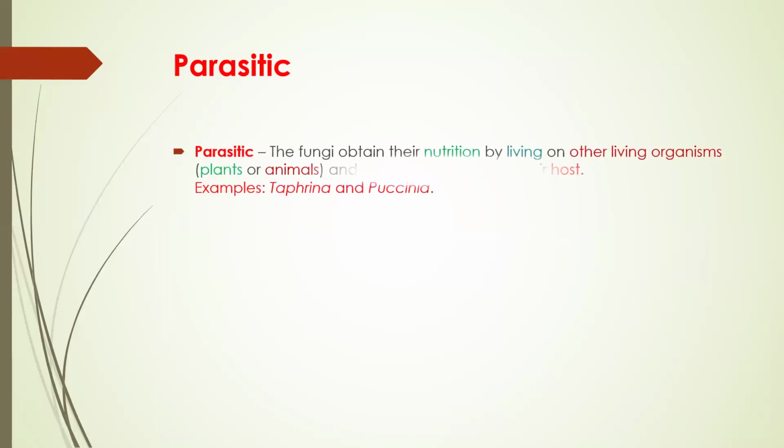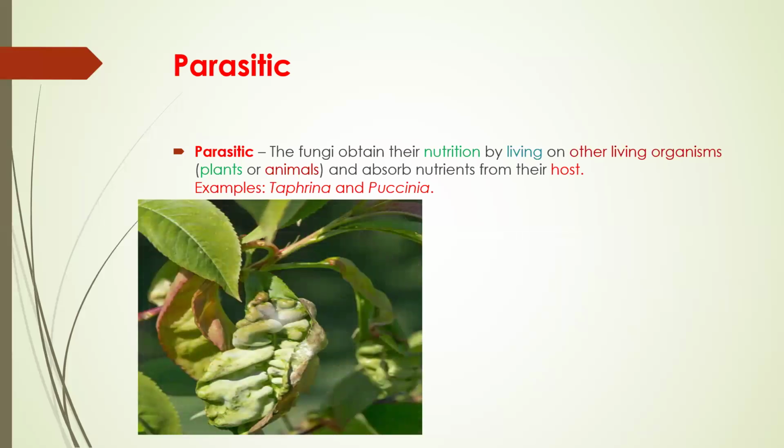Next one, parasitic. Parasitic fungi obtain their nutrition by living on other living organisms. Other living organisms means plants or animals. They absorb nutrients from their host. Examples: Taphrina and Puccinia. Look at here. This is the plant, this is the leaf. You can observe this is a fungal infection on plants.